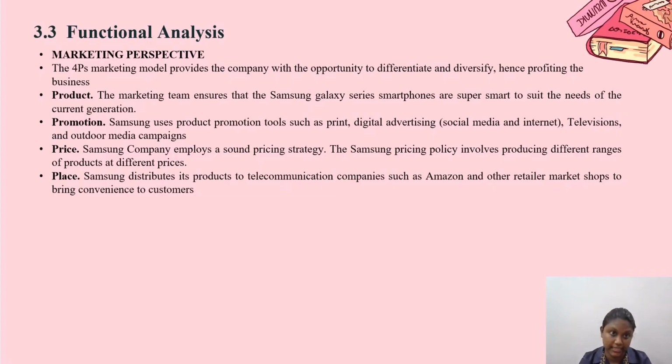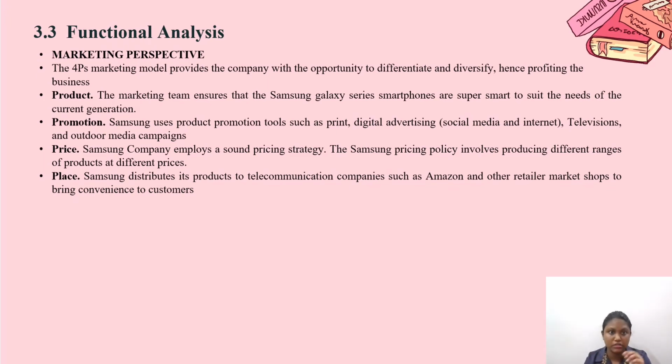This is the functional analysis. From the marketing perspective, the four-P marketing model provides the company with the opportunity to differentiate and diversify, hence profiting the business. From the product side, the marketing team ensures that the Samsung Galaxy series smartphones are super smart to suit the needs of the current generation.